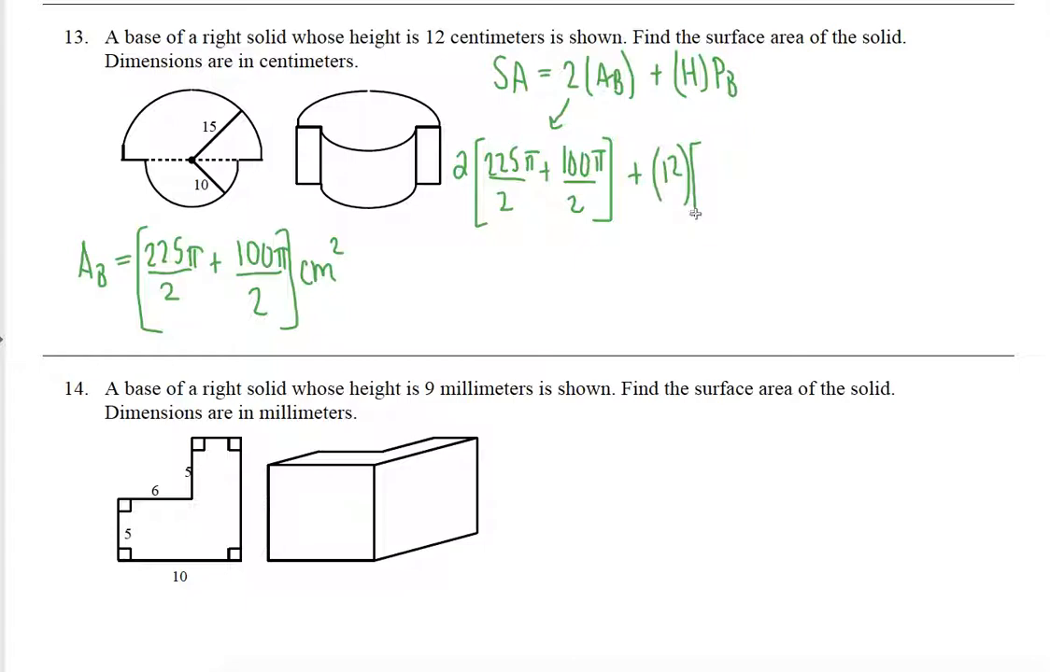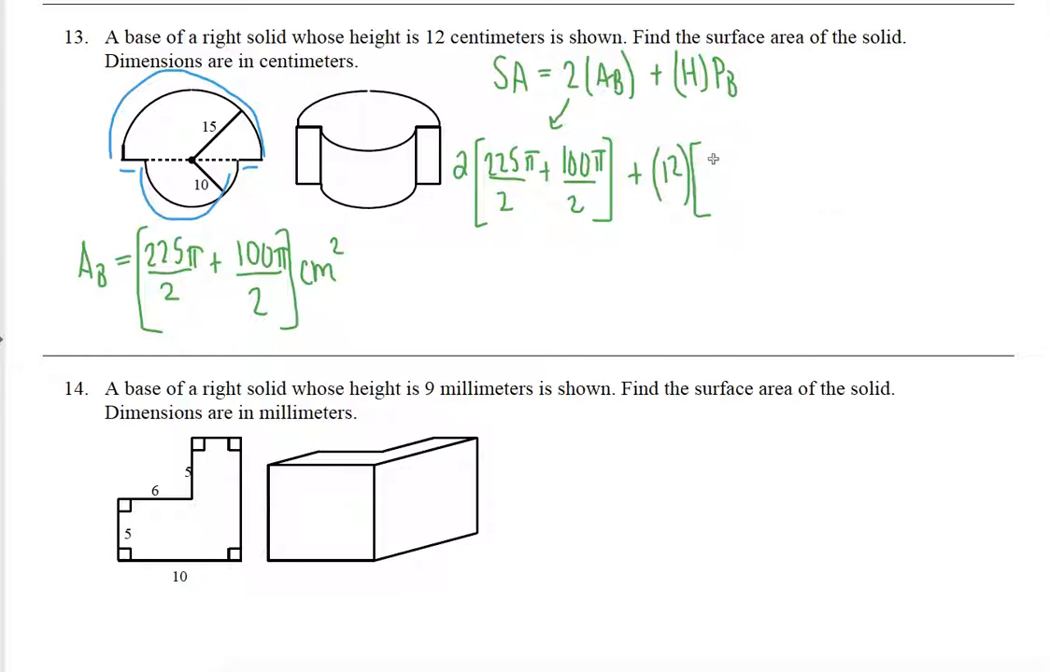So for the perimeter of the base, I'm going to put brackets here because I have to calculate a couple things. When I look at the perimeter of the base, I need to add the arc length of this half circle, the arc length of this half circle, and then these 2 little straight pieces here. So how big are those little straight pieces? If you look at the radius of the smaller circle, it's 10, and the radius of the larger circle is 15. So that means that the straight little pieces are each 5.